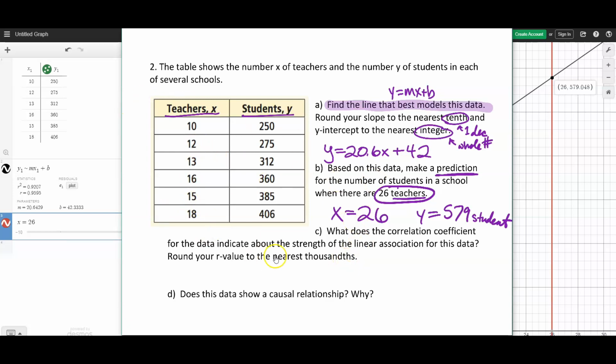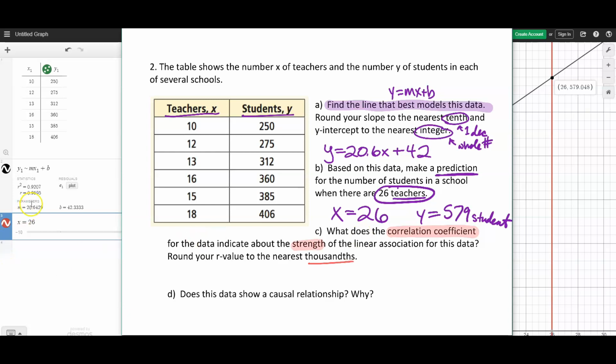Now, these are very small schools. We have about 250 teachers and about 3,000 students. Okay. Now, part C asks me, what does the correlation coefficient, we highlight, for the data indicate about the strength of the linear association for this data? Then we're going to round this to the nearest thousandth.